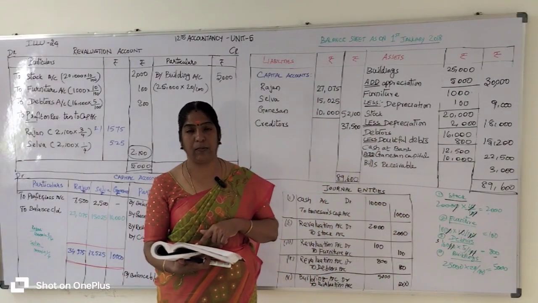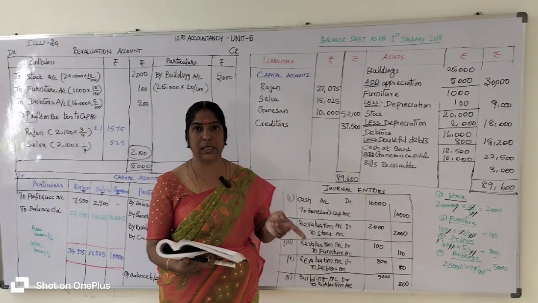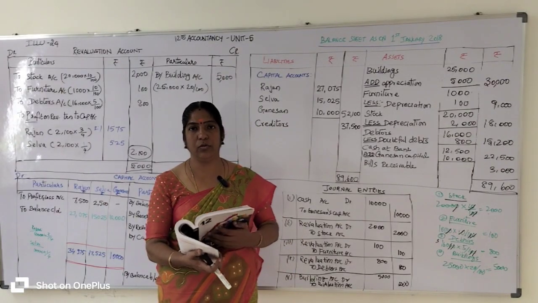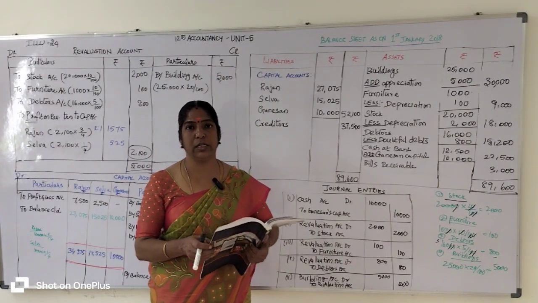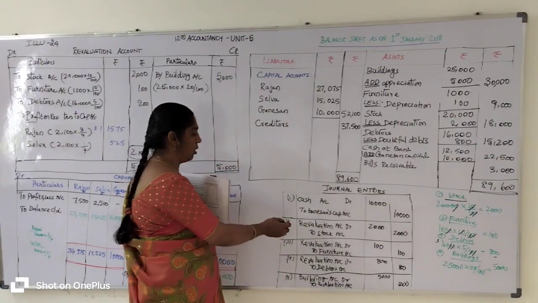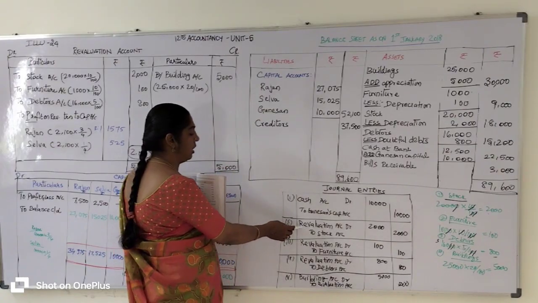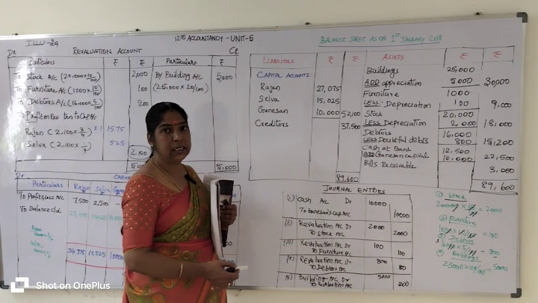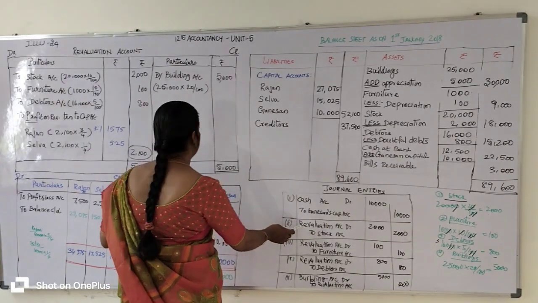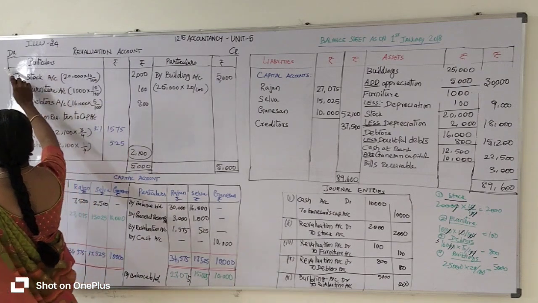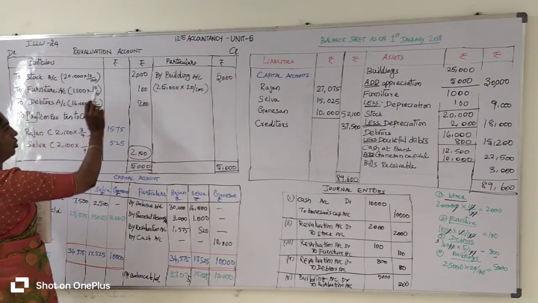So 2,000 rupees stock reduces. Stock is an asset account, so if the stock account reduces, the asset account also will be reduced. If the asset account reduces, what is the journal entry? Revaluation account debit to stock account 2,000 rupees. Listen here, where is the revaluation account? It occurs on the debit side. So you go to the debit side of the revaluation account and enter to stock account 2,000 rupees.